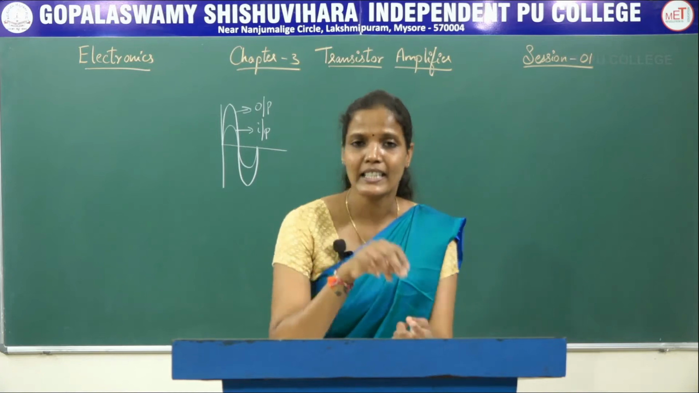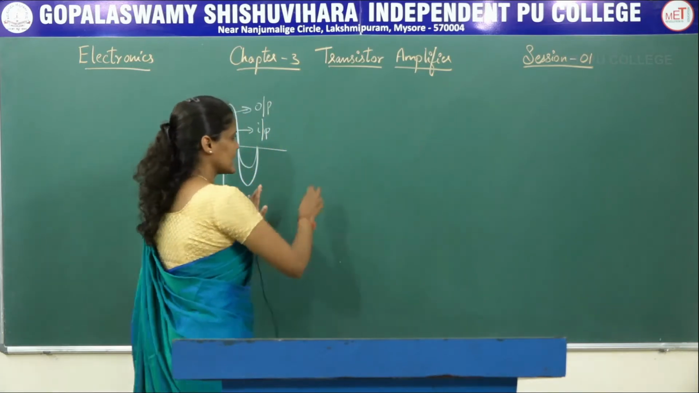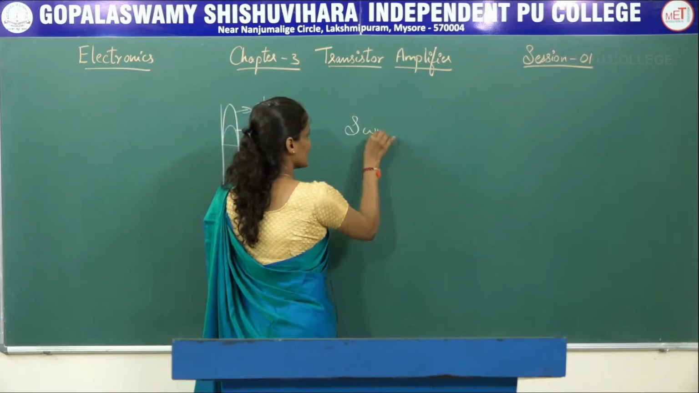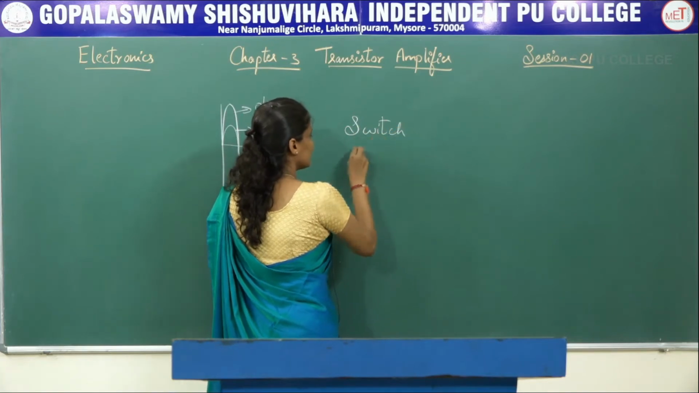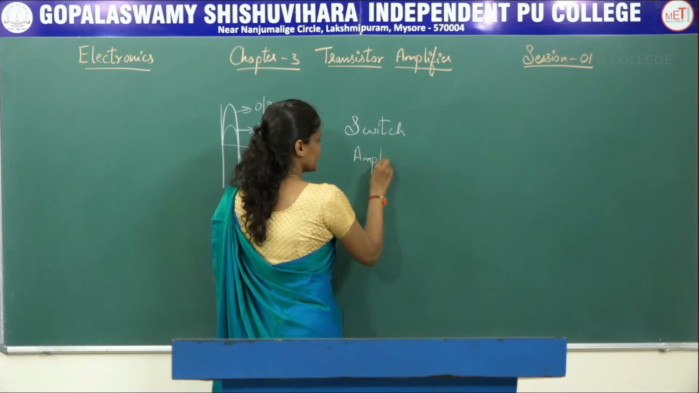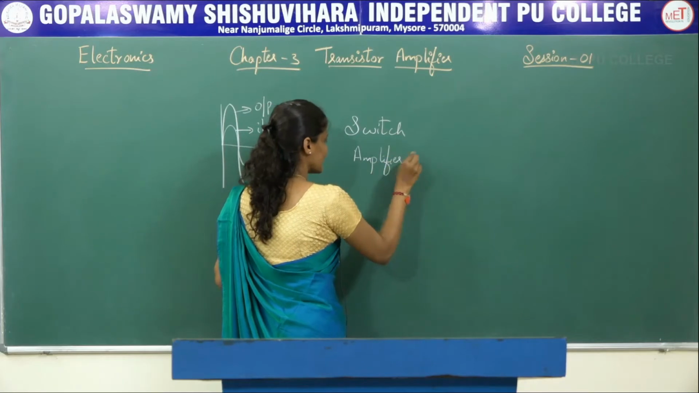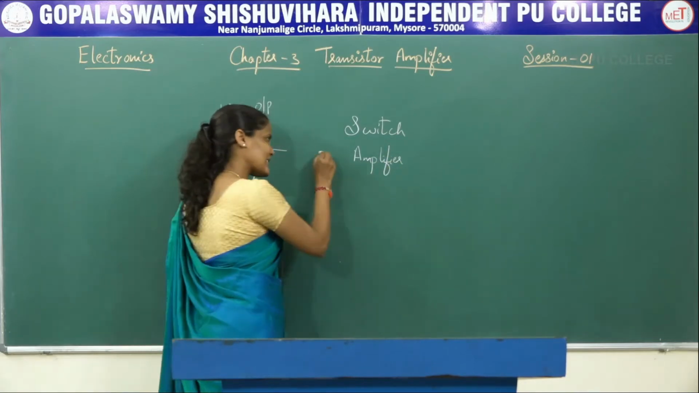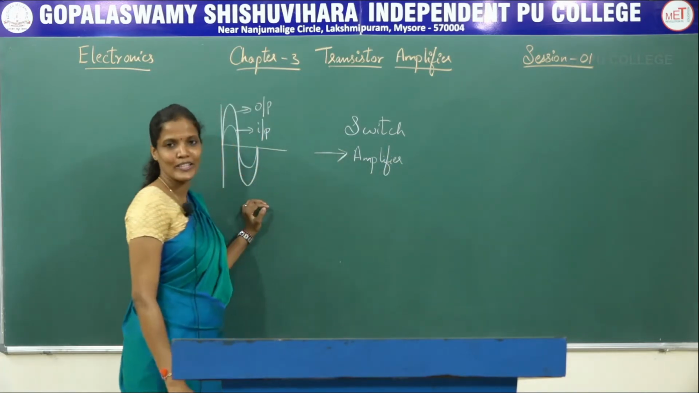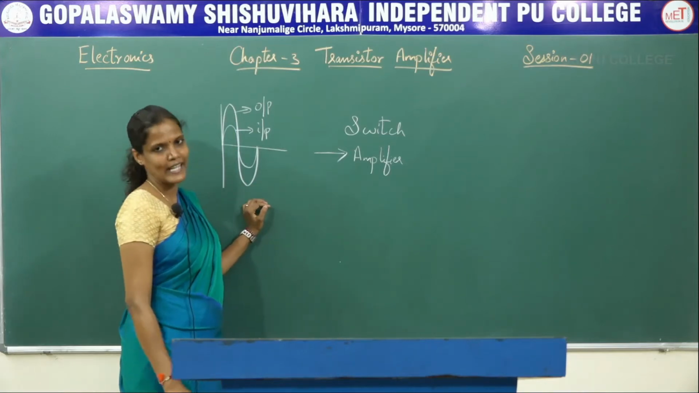So for transistors, there are two different applications. One is a switch, the other one is an amplifier. These are the two main applications of the transistor, but in this chapter we are going to mainly focus on the second application, that is the amplifier.